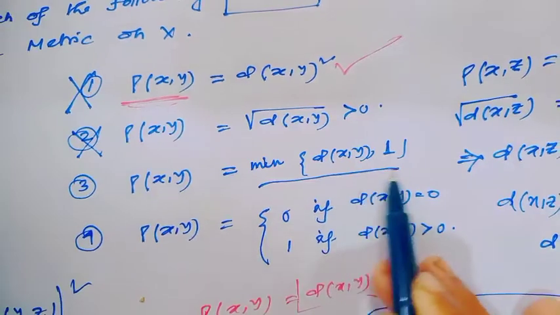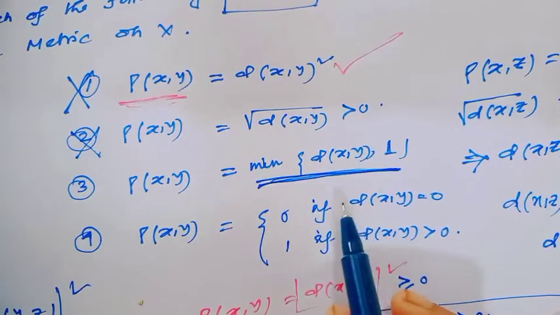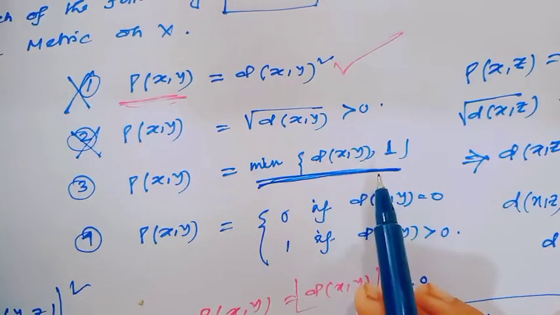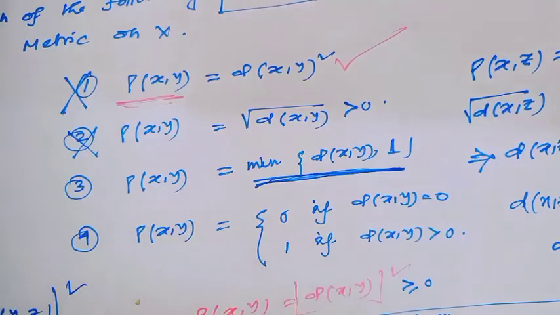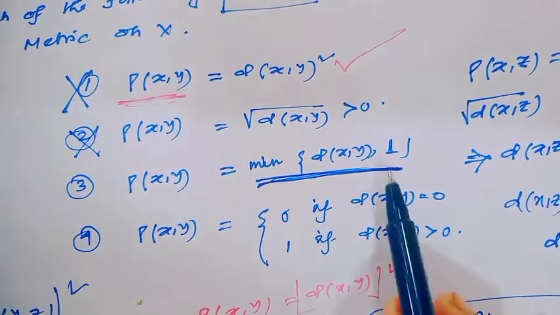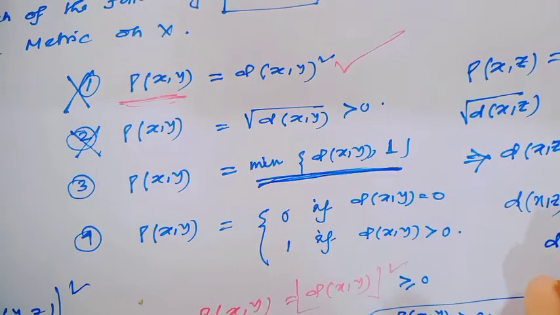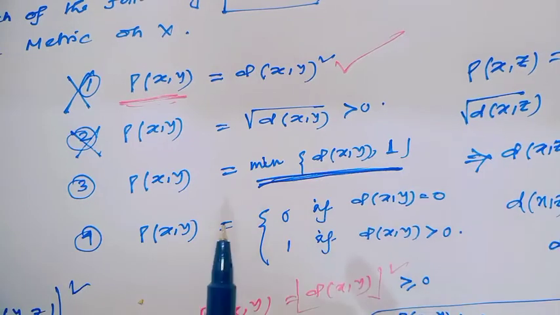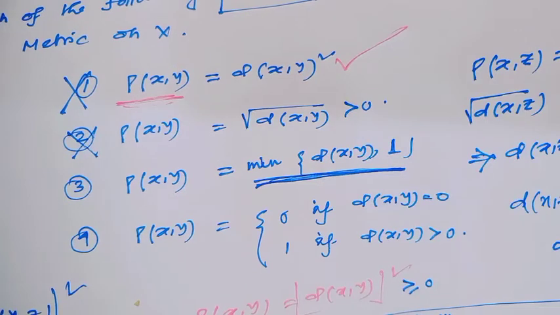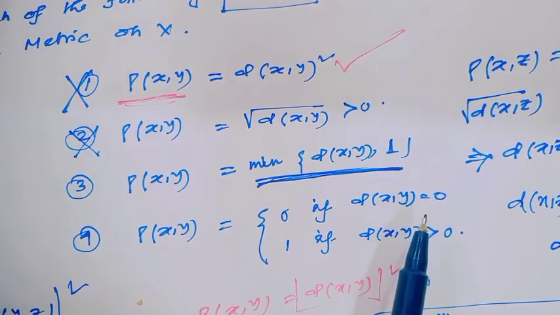This type of question I had discussed in my previous video. I had discussed that minimum of d of xy comma 2 will always satisfy all the conditions of a metric space property. Here it is only 1, not 2, similar to before. So if you haven't seen my previous video, first see my previous video. I have given the link in my description box.